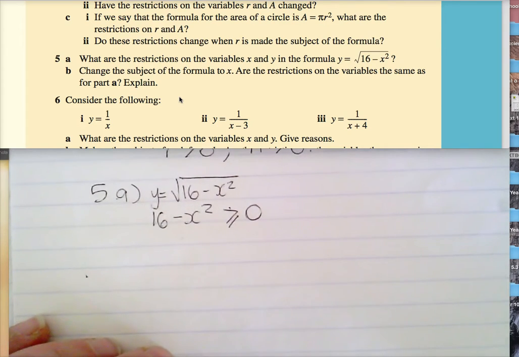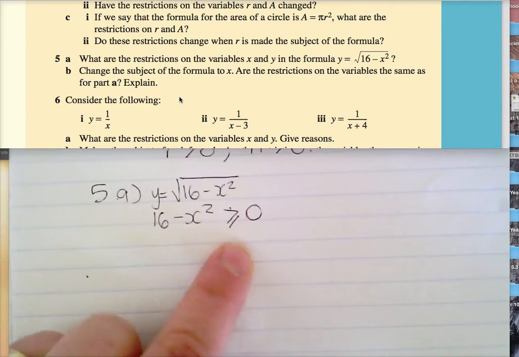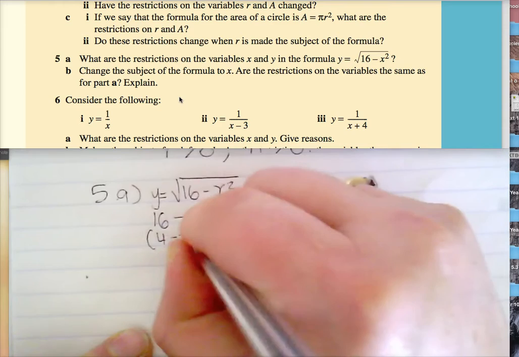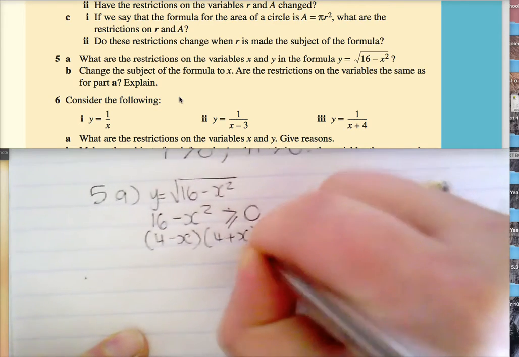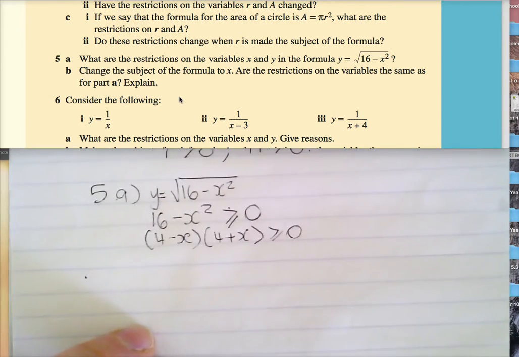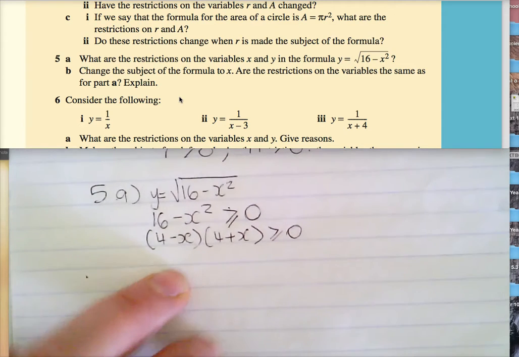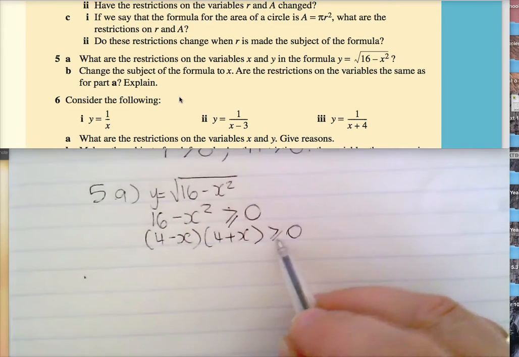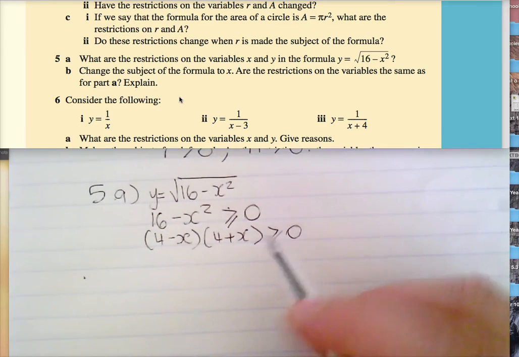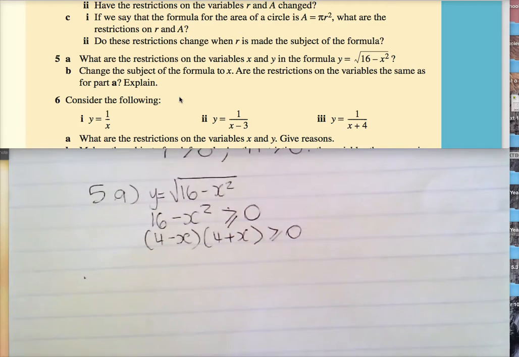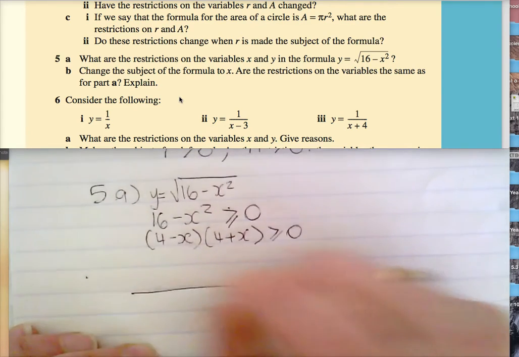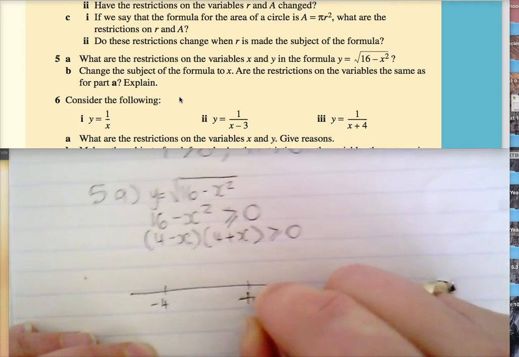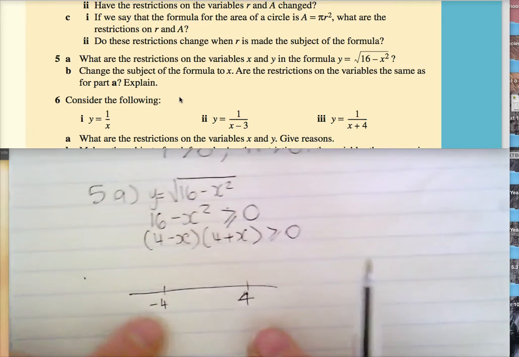Good. Now you haven't learnt how to do this. Is that a difference of 2 squares? It is, so let's do that. 4 minus x, 4 plus x is greater than or equal to 0. But girls, you haven't learned how to sketch this, so we'll do it by number line. If that was equal to 0, what would be your values of x? 4 and minus 4.